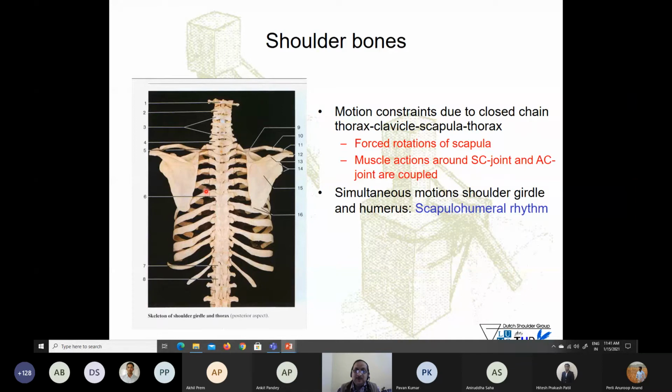So you can see when I'm trying to raise the arm, there are simultaneous movements or motions of the different bones. And that movement between the shoulder girdle, which consists of all the bones that constitute the shoulder joints, and the humerus is called scapulohumeral rhythm. So there is a rhythm, which means that there is simultaneous motion of the shoulder girdle and the humerus.